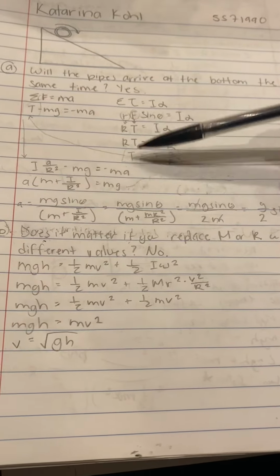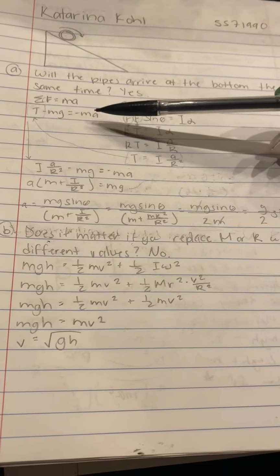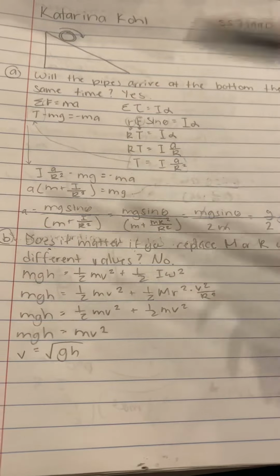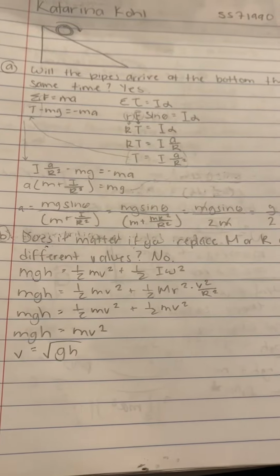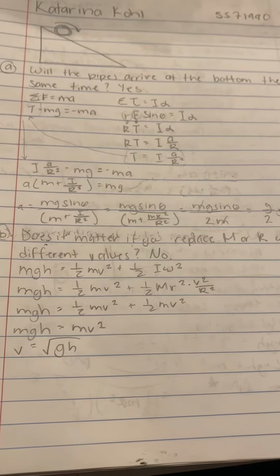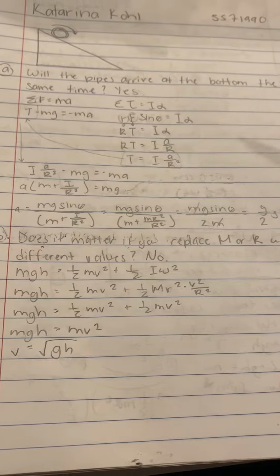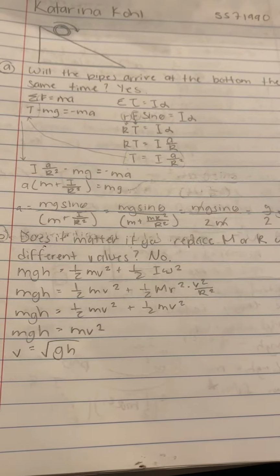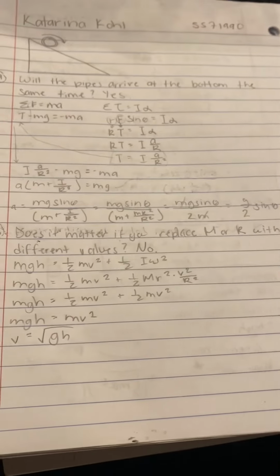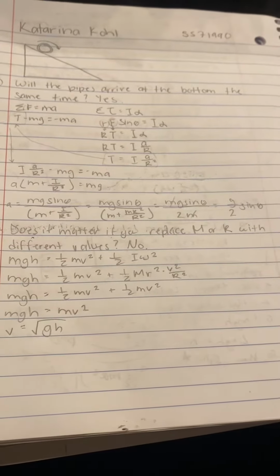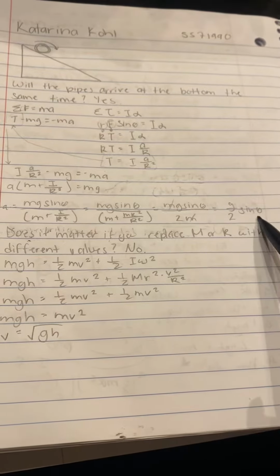So when you have T, you plug this T back into the first equation, which is the force equation. When you do that, you get this equation: inertia times acceleration over radius squared minus mg equals negative ma. Then you have acceleration on one side and everything else on the other side. When you plug in, a in the end is equal to g over 2 times sine theta.